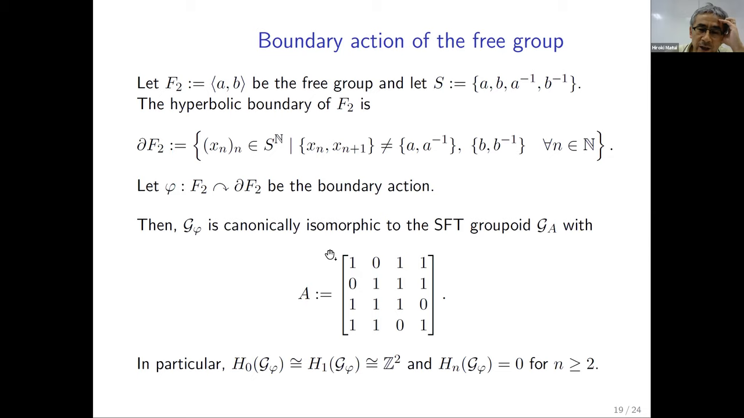And in this case, A is given like this. It's a 4x4 matrix, and the number 4 corresponds to this generating set. And the 0 in 4 places corresponds to the forbidden words. Okay. So the transformation groupoid of this boundary action is identified with the SFT groupoid GA. So in particular, H0 and H1 are Z^2, and higher Hn vanish.